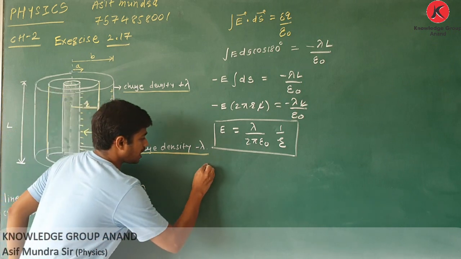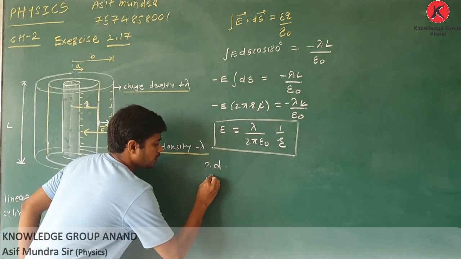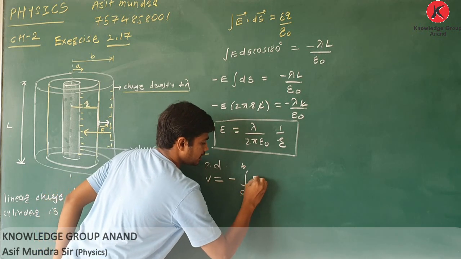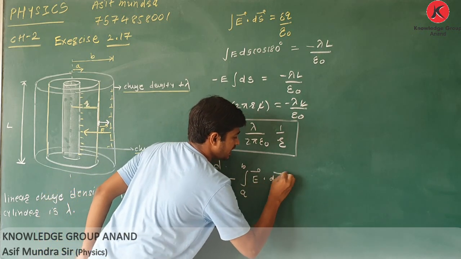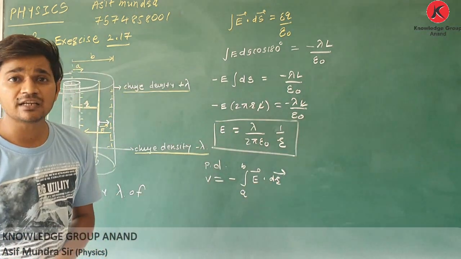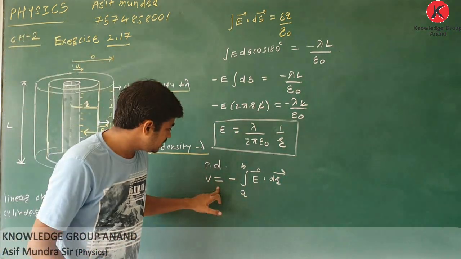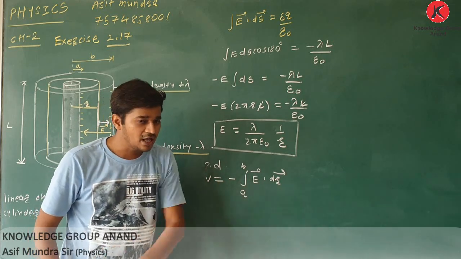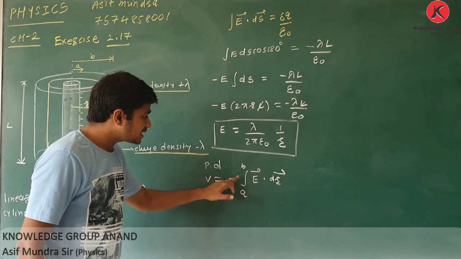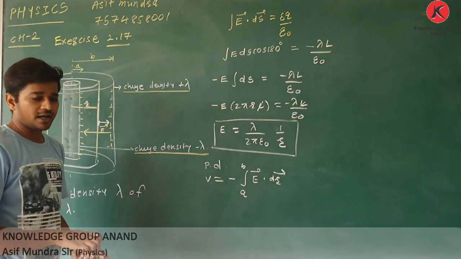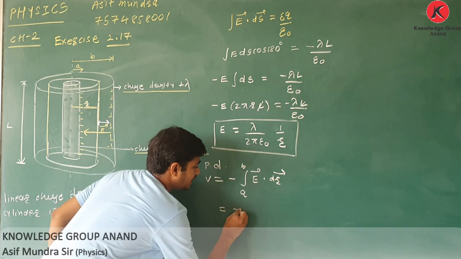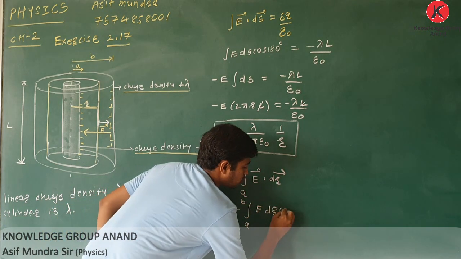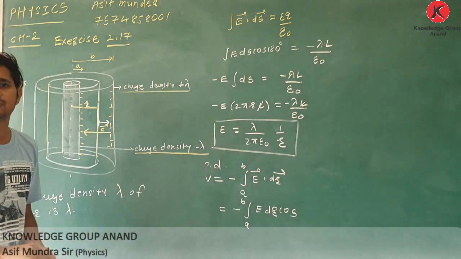See, potential difference. How to find the potential difference? V is equal to, we know its equation, minus integral from A to B of E dot dr. In the last lecture, for the spherical capacitor, we got this equation, V is equal to minus integral from R1 to R2 of E dot dr, if you remember. Okay, so it is a similar equation. V is equal to minus integral from A to B of E dot dr. Okay, now it is equal to minus integral from A to B of E dr cos theta. What is the angle between the electric field and the displacement?